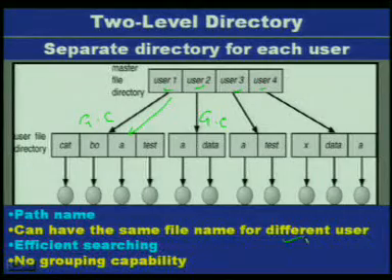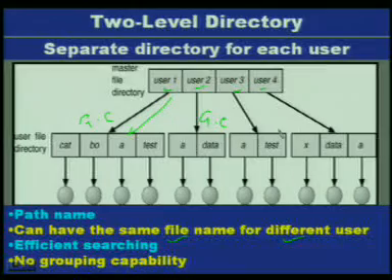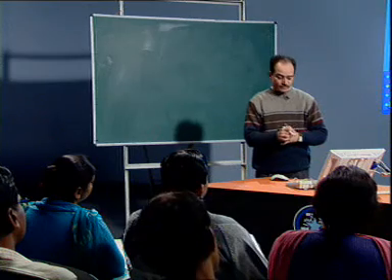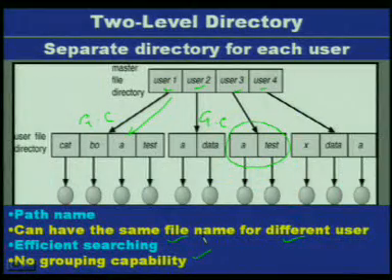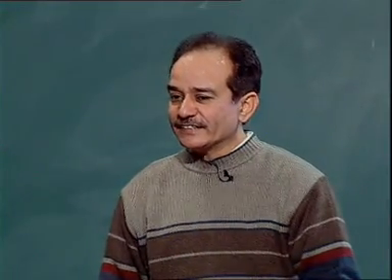Now, as I said, we can have the same file name for different users and it is efficient for searching purposes. Let us say as a user I know I am the creator of this file, I will be looking for it in my directory only. I will not go to somebody else's directory and look for the file. Maybe in this particular case again there is no grouping capability, because it is a 2 level directory structure.